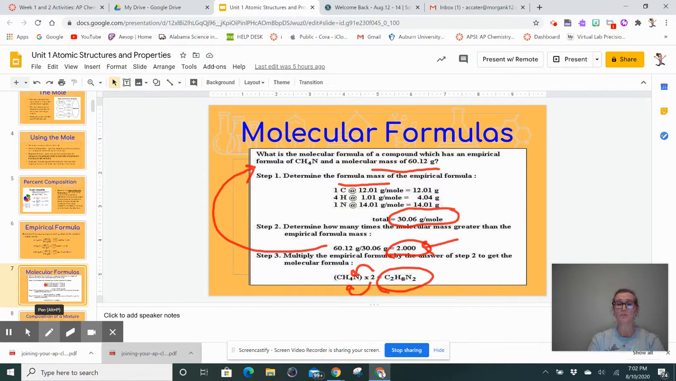Okay, so for that, first you get your molecular mass, you find your formula mass, you divide the formula mass into the molecular mass, and then multiply that whole number by the actual empirical formula. Okay.